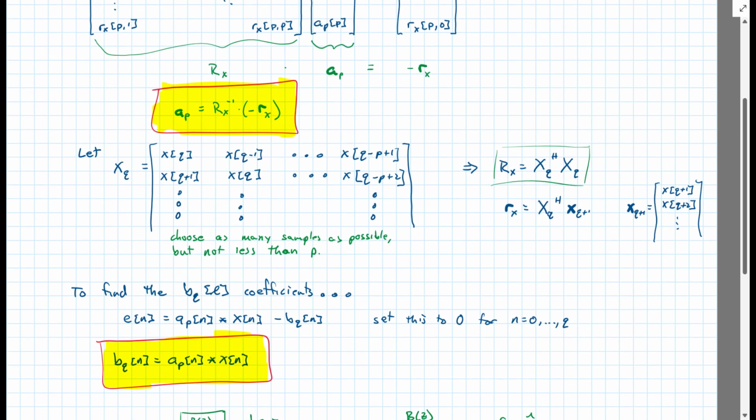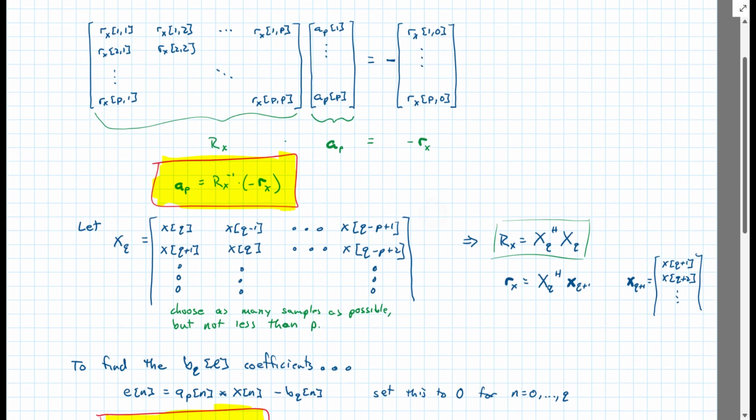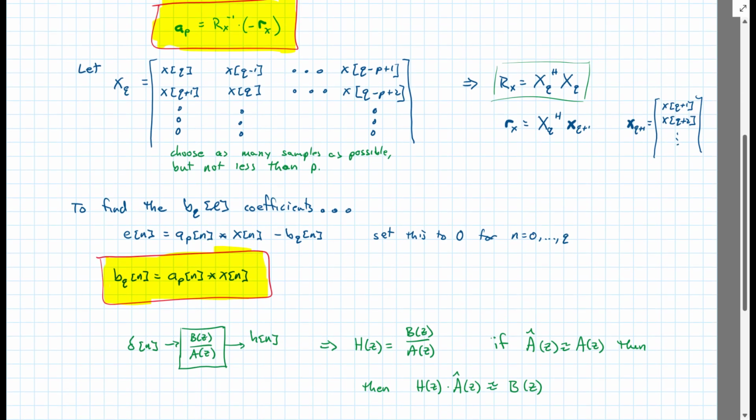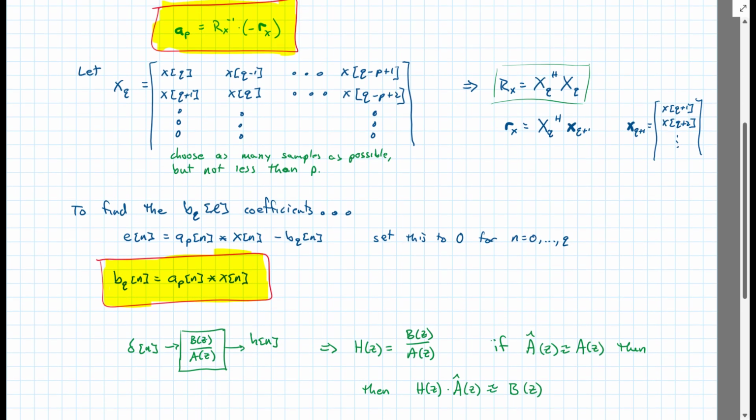So that's it. Effectively, we have to wait till we aren't excited, till there's no input, and the FIR portion has died away. And once that's happened, we estimate our signal autocorrelation values, and we can solve for our A's. Once we have our A's, we can get our B's and proceed like that.